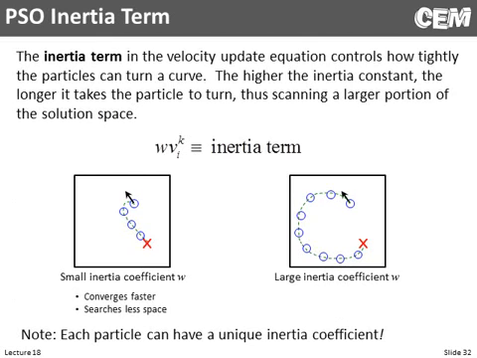What I want to do now is try to visualize the effect of these different terms. So first we have the inertia term. Let's say we have small inertia, so this thing can turn very abruptly. So we have a design here that does a very abrupt turn. So we could say this will converge much faster. However, it searches less of the solution space.